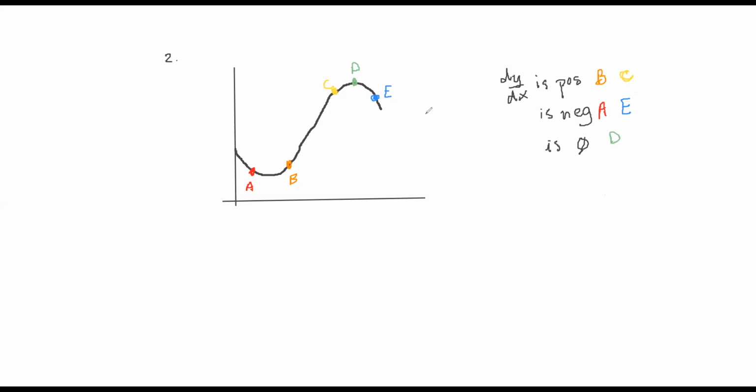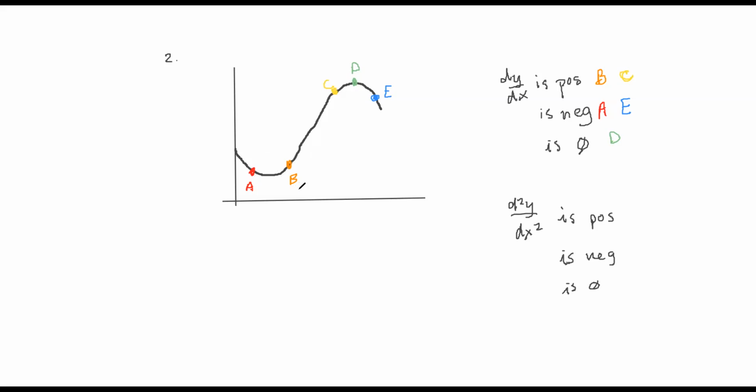Okie doke. Now let's think about the second derivative. Where is the second derivative going to be positive? Would it be A and C? Just A and C? Correct. That's my answer. Okay. We have in the chat A and B. What do you think the difference is between those two? A is negative and B is positive? The first derivative. Yes. So we're looking at the second derivative now.